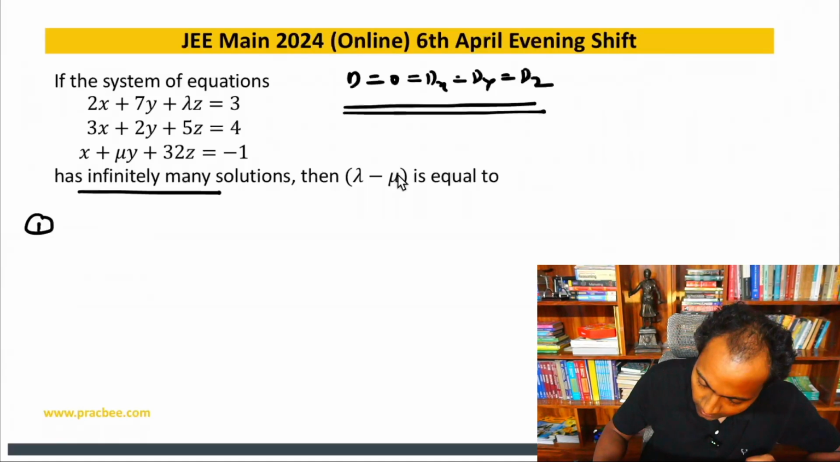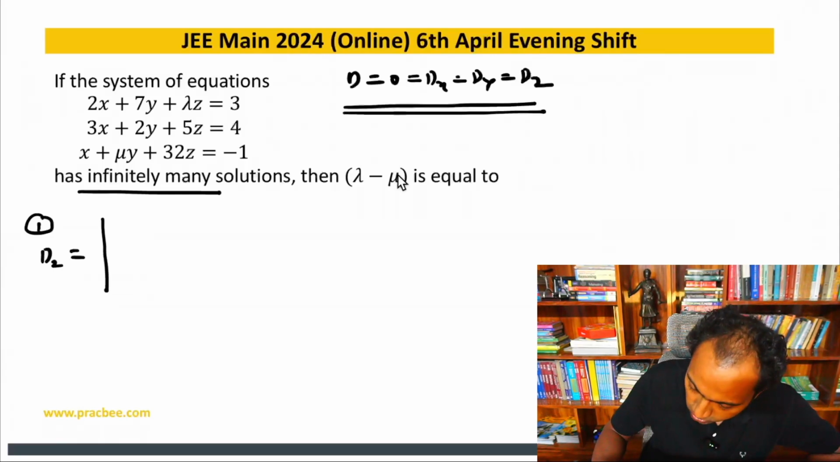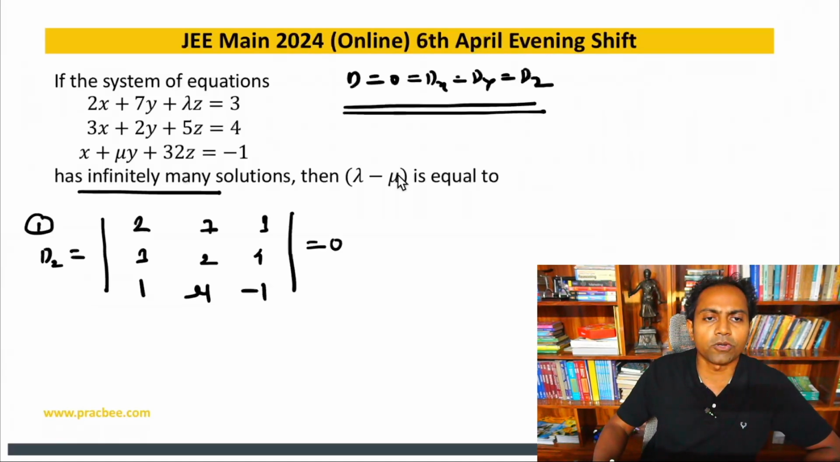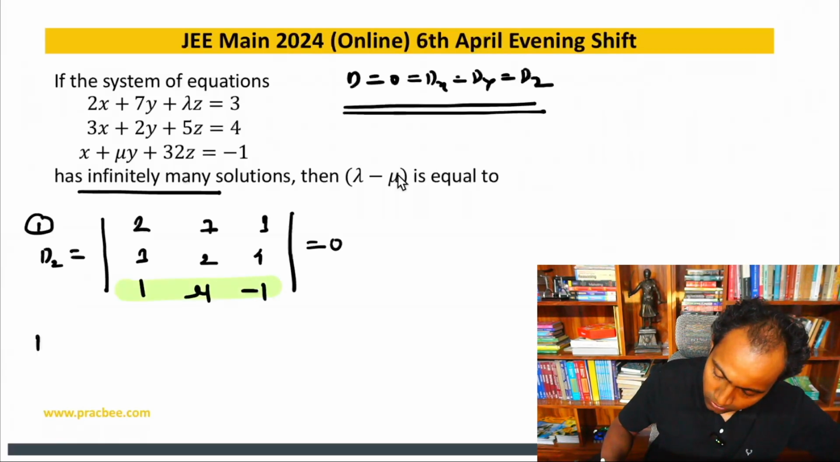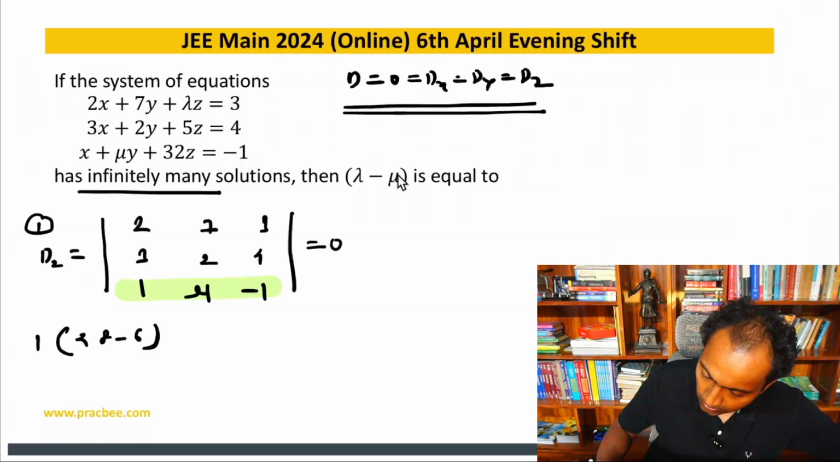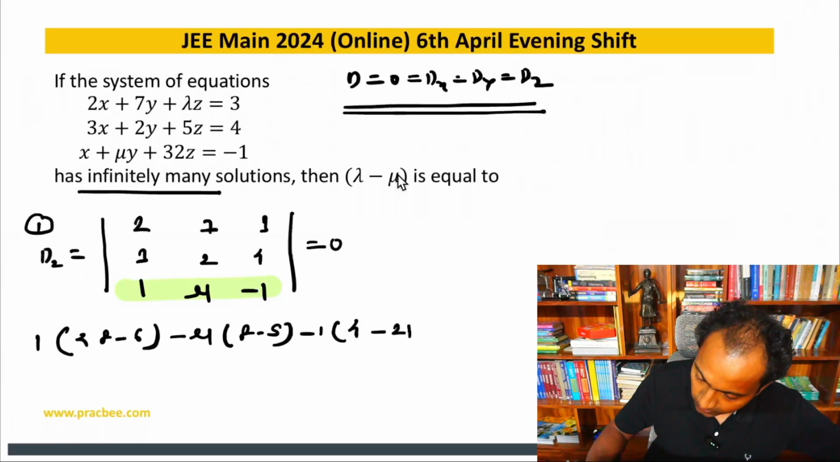So, in order to find the value of mu first, what I am choosing is dz. We are finding dz and we will put it equal to 0. So, we will write all the coefficients as such, but in the z coefficient, we will replace it by 3, 4 and minus 1. We will equate it to 0 because of infinitely many solutions. Now, in order to do things faster, I am going to expand it along the third row. So, it becomes 1 into 28 minus 6, then minus mu into 8 minus 9, and ultimately minus 1 into 4 minus 21 equal to 0.